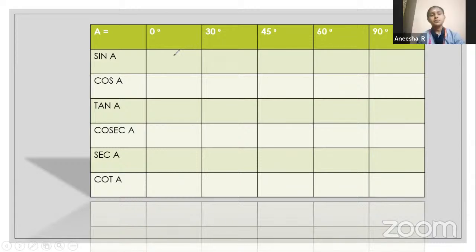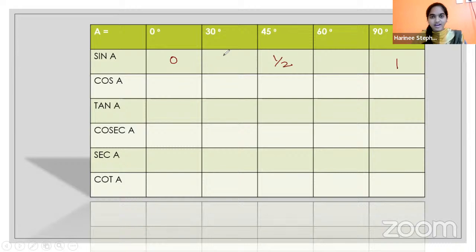Okay, you know the trick. What is it? Is it 0, 1 and in between half? In between 0 and half, you can write 1 by 4. In between 1 by 2 and 1, you can write 3 by 4. This is everybody knows, right? Quarter, half, 3 quarters and 1.